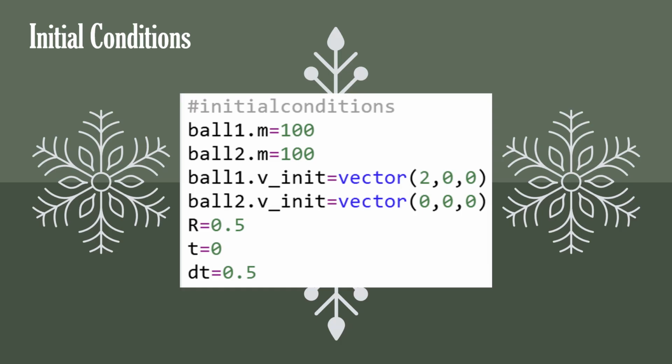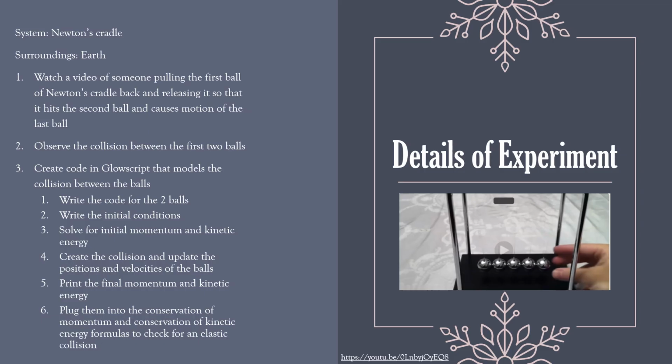The initial conditions: the mass of each ball was 100 grams, the initial velocity of the first ball was 2 meters per second in the x direction, and the initial velocity of the last ball was 0 meters per second in the x direction. And then the radius was 0.5 meters for each ball. The time was 0 seconds initially, and the change in time was 0.5 seconds.